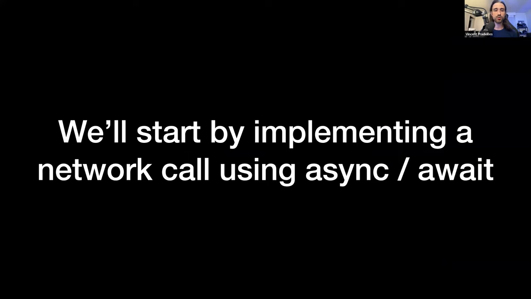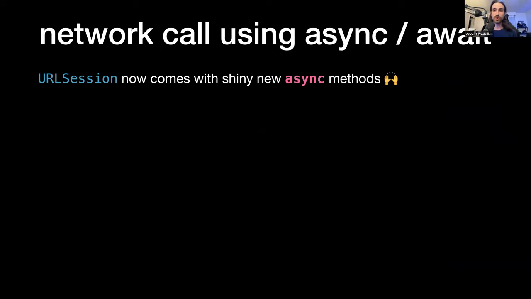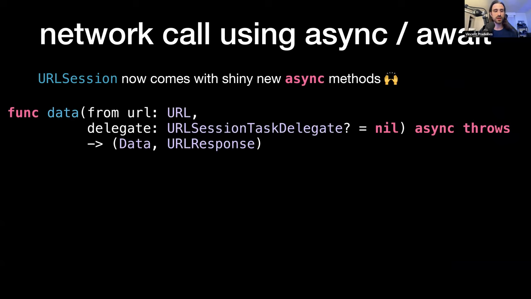First, how do we implement the basic use case, which is how do we make a network call using async await? If you try to use URLSession in a recent version of Xcode, you're going to see that it comes with a lot of new shiny async methods. For instance, if you want to get data from the network, you can use this method. You can see the signature. The method is called data. It takes two arguments, a URL and a delegate. The method is marked as async, and it's going to return its result through the return value of the method.